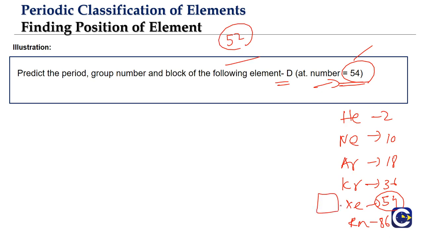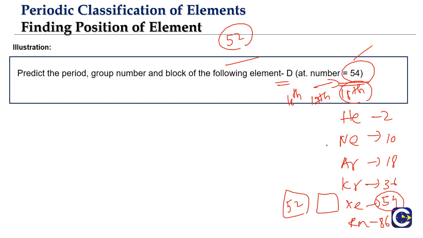Means we have to come one step this side, that will be 53, one more step, that will be 52. Means if the inert gas group is the 18th group, one step means the 17th, one more step means the 16th. So we know that the element with atomic number 52 belongs to the 16th group.